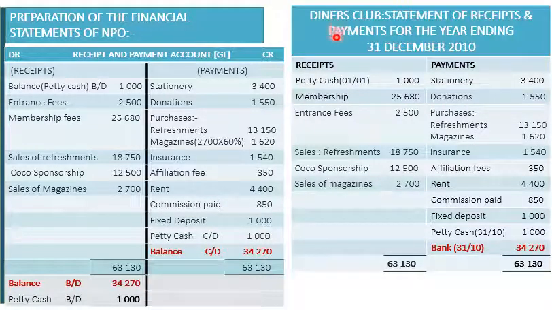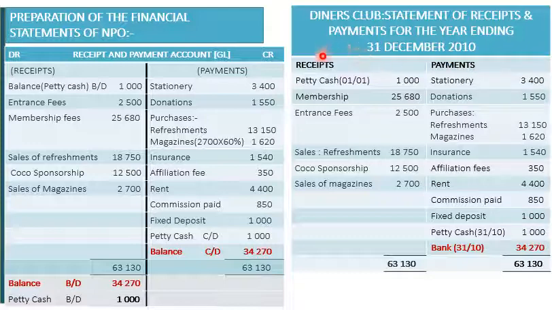Starting with a heading showing the name of the club as Diners Club, the name of the statement as statement of receipts and payment, and the period under review, which is the year ending 31st of December 2010. Then the statement will reflect the two sections, which are the receipt and the payment sections.